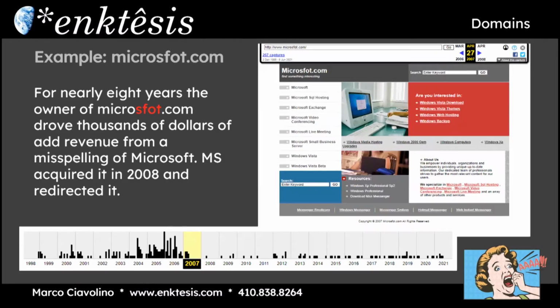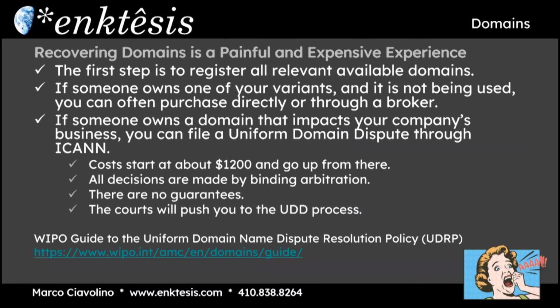Now, here's a good example. For nearly 8 years, from early in the web, 1998 through 2007, somebody owned microsfot.com and drove thousands and maybe millions of dollars of revenue from a misspelling of the word Microsoft. Microsoft acquired it in 2008 and redirected it. So if you do that today, you'll see that it goes right to Microsoft.com. But you don't want this to happen to your company. Now, the problem is if you don't get your domain space and carefully purchase it and manage it, recovering domains is very painful and expensive.